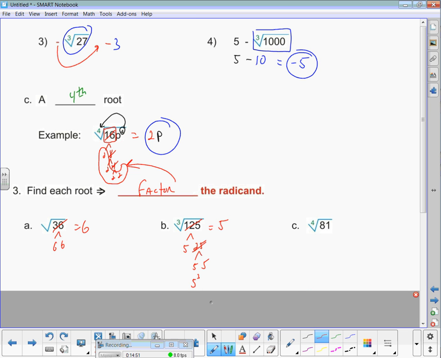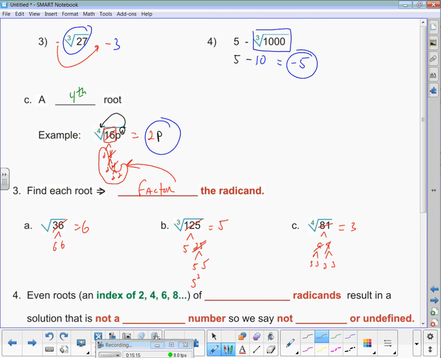So 81, we're going to do the same thing. Now let's go 9 times 9. So this 9 is a 3 times 3. And the other 9 is a 3 times 3. And now we have 3 to the 4th power. And what's the 4th root of 3 to the 4th power? It is 3. All right, it's the idea. It's what we're dealing with. And that's the situation. Okay?